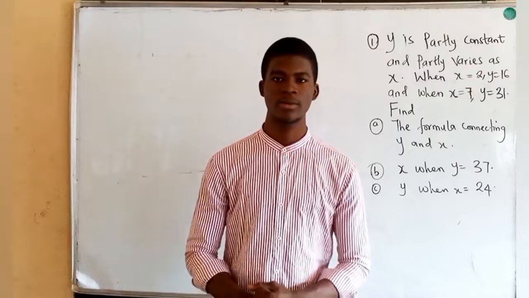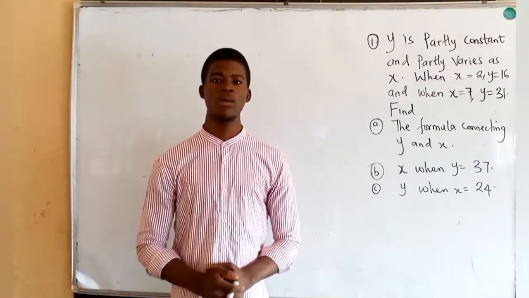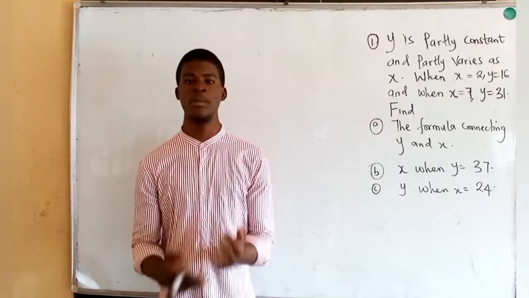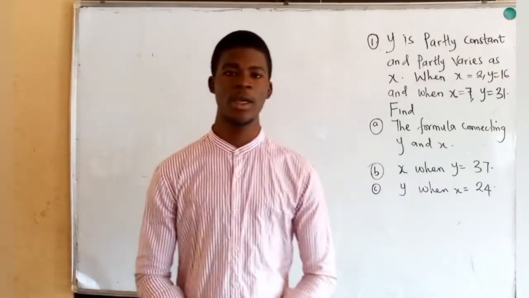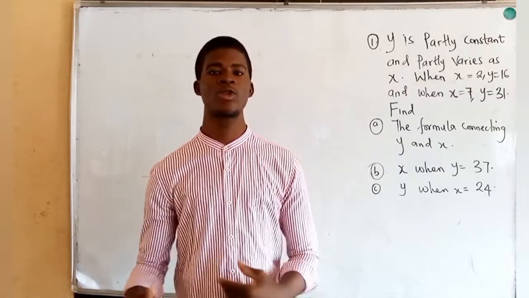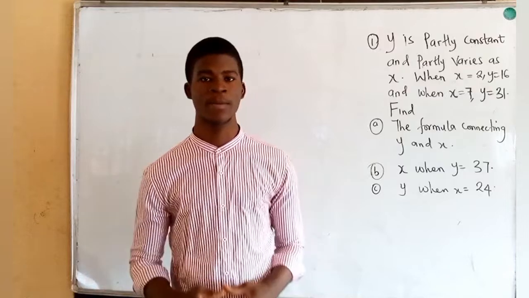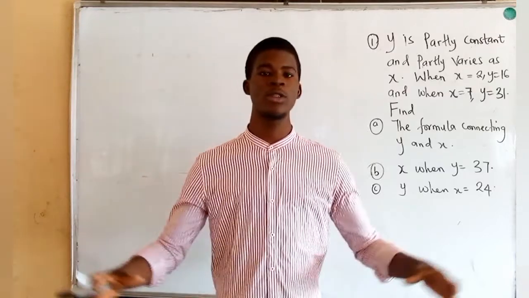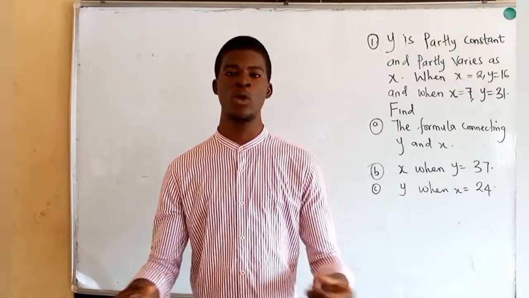So let's get started with this. When we say partial variation, what do we mean? What are we talking about? We are simply saying that a quantity varies as two or more other quantities, and the relationship between these quantities in consideration is usually expressed in the form of a linear equation.